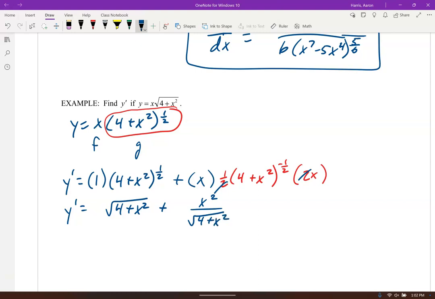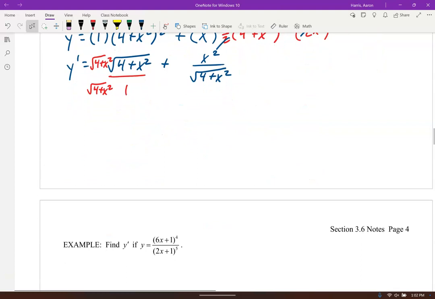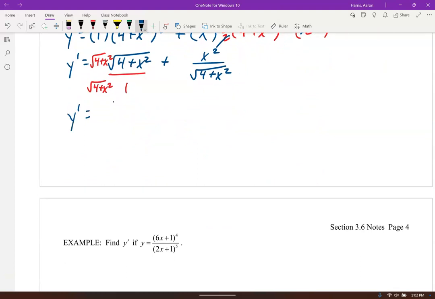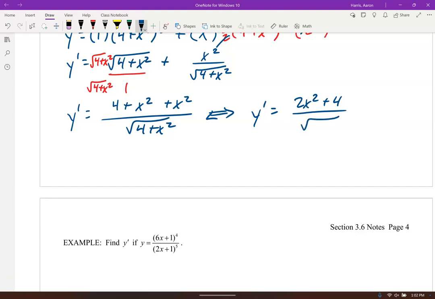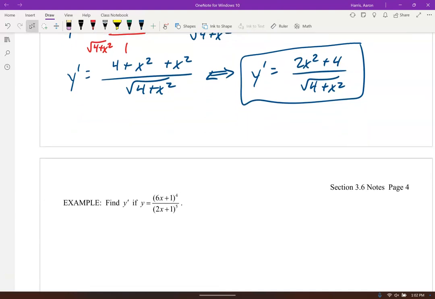And then I would just go ahead and get a common denominator here. So this is over 1. Let's go ahead and give it a square root of 4 plus x squared, square root of 4 plus x squared. So then I got y prime equals square root of 4 plus x squared times square root of 4 plus x squared undoes the radical. So y prime equals 2x squared plus 4 over square root of 4 plus x squared. I guess you could take a 2 out if you wanted to as well in factored form with the numerator, but that'll suffice, either one of those. Totally fine.